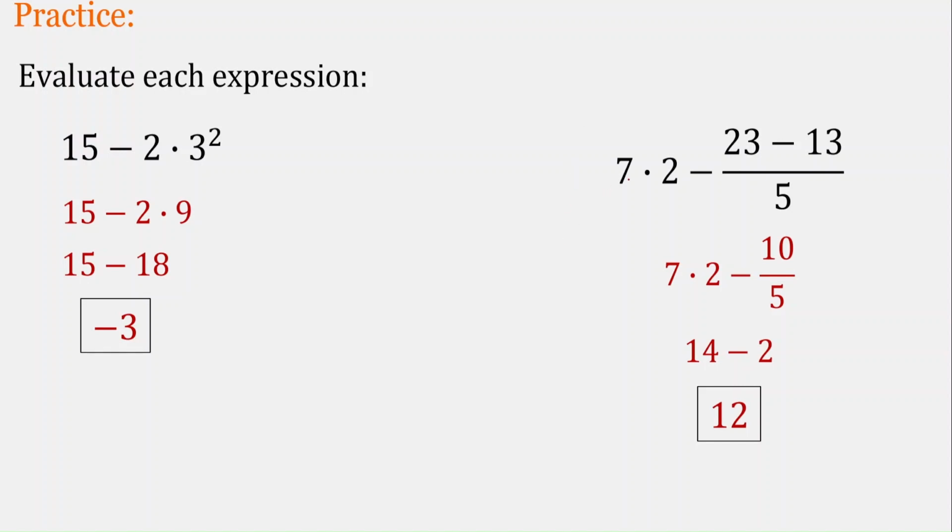For this second problem, again, we do have this grouping in the numerator, so we will take care of that first. 23 minus 13 is 10. Now we have multiplication, subtraction, and division, so we'll do the multiplication and division first. 7 times 2 is 14. 10 divided by 5 is 2. And then wrap it up with subtraction, leaving 12.